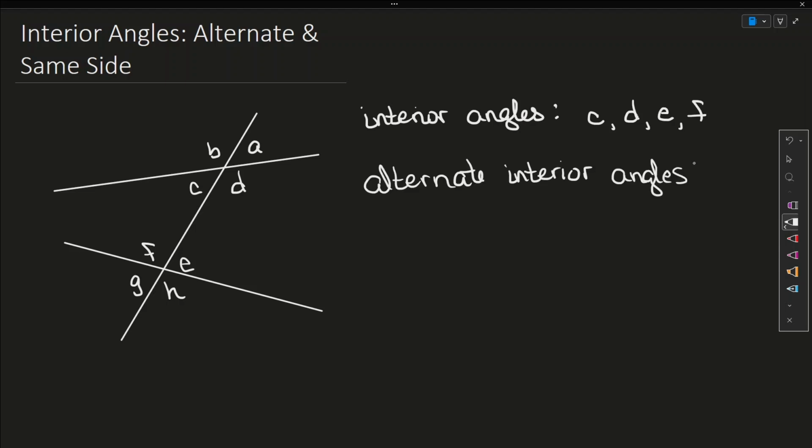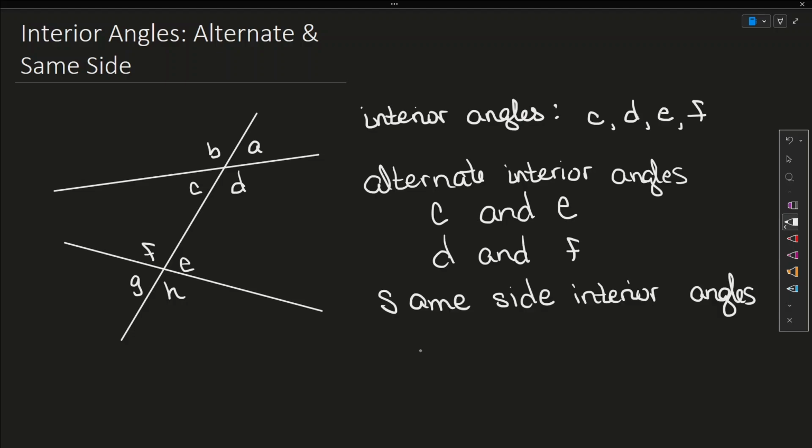Now let's look at alternate interior angles. These are angles that are inside the two lines because they are interior, but they are on opposite sides of the transversal. In this case, C and E would be an alternate interior pair, and the other one would be D and F. These are all interior angles, and C and E are on opposite sides of the transversal. D and F are on opposite sides of the transversal.